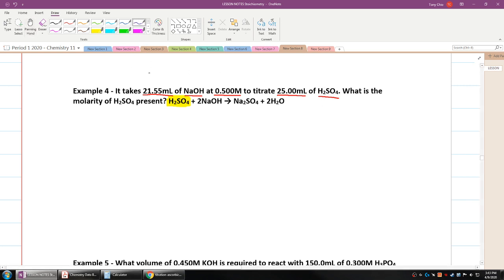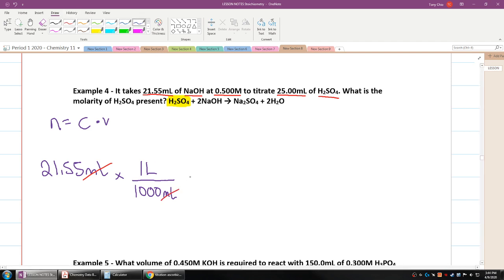So you might remember that if you're given volume and concentration, you could always find moles, because moles is equal to concentration times volume. In this case, your concentration of NaOH is 0.500 molarity, and your volume is 21.55 milliliters. But concentration is moles over liters, so we have to convert these milliliters into liters. So we have 1 liter over 1,000 milliliters to start, and our milliliters cancel out.